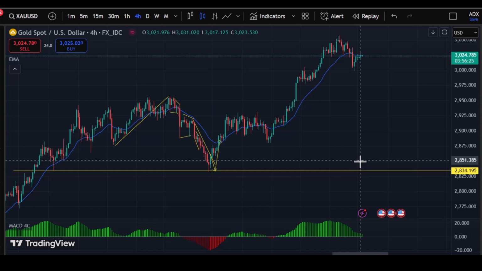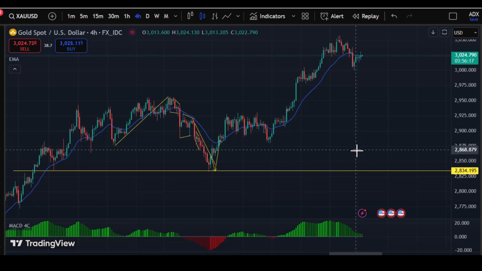So we are going to take a quick dive into different pairs and show you guys our bias based on wave analysis concepts and other confirmations. All right, so we are starting with gold. So what do we have on gold?